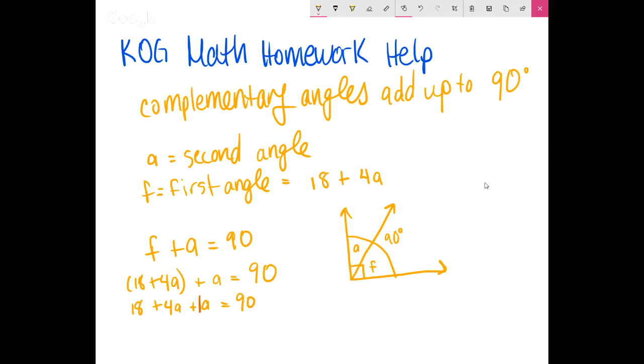So I can add 4A and 1A and get what? 5A. 18 plus now 5A equals 90. I'm moving up here. So 5A, 18 plus 5A equals 90. Cool. Now we're going to solve for A. We undo the last thing happening to A. That's what I always tell my students. Undo the last thing or operation happening to A.